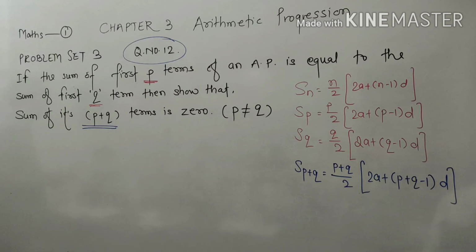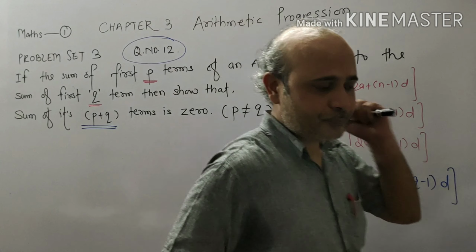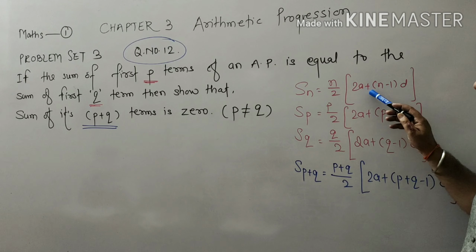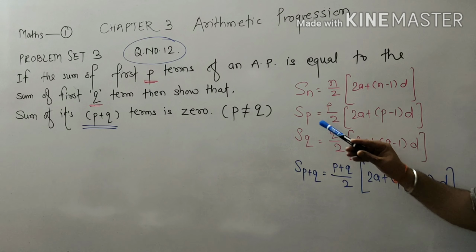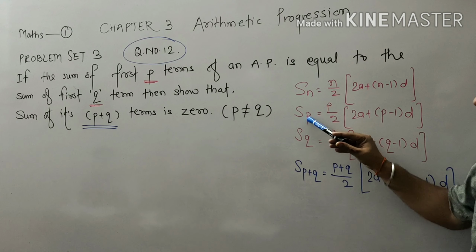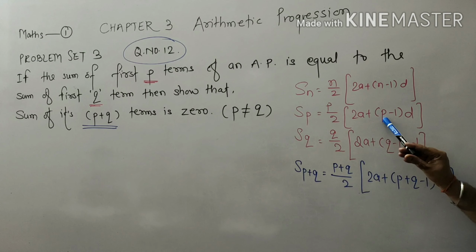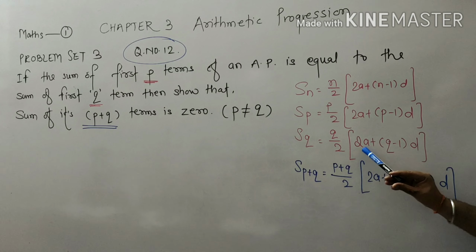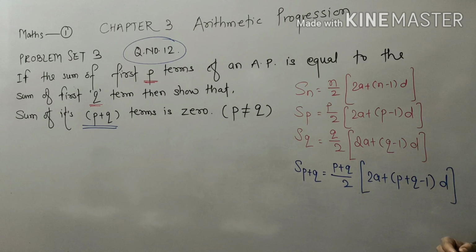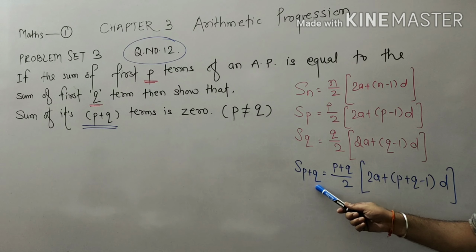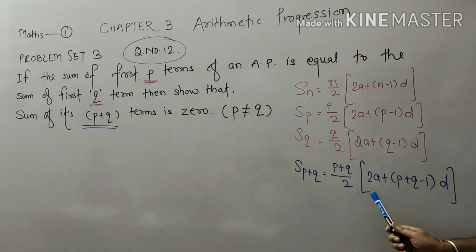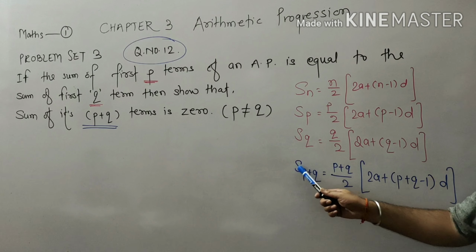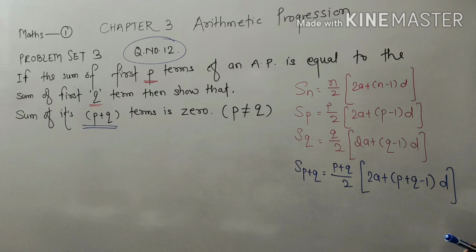Clear? Right? Now here, what is Sn, student? Sn is n by 2 into (2a plus (n minus 1) into d). Now, when you replace n by p, what do you write? Sp is equal to p by 2 into (2a plus (p minus 1) into d). And for Sq, you write q upon 2 into (2a plus (q minus 1) into d). And what you have to show is that the sum of its p plus q terms is 0. The sum of p plus q terms means (p plus q) upon 2 into (2a plus (p plus q minus 1) into d), since n is p plus q.